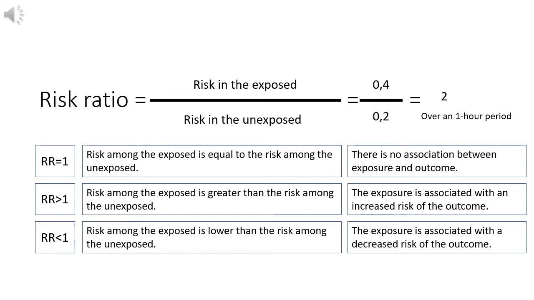If the risk ratio is higher than 1, then the risk among the exposed is greater than the risk among the unexposed. So we conclude that the exposure is associated with an increased risk of the outcome. If the risk ratio is smaller than 1, then the risk among the exposed is lower than the risk among the unexposed. And we conclude that the exposure is associated with a decreased risk of the outcome.